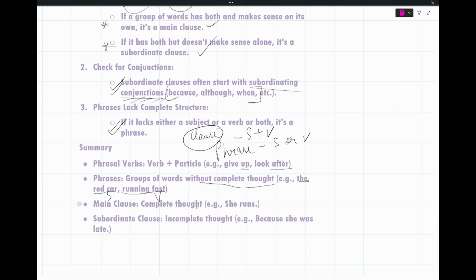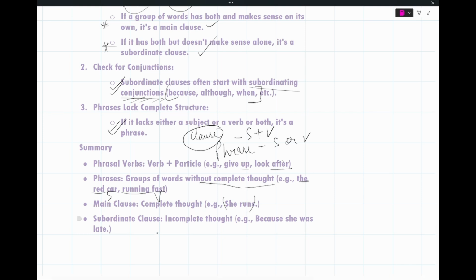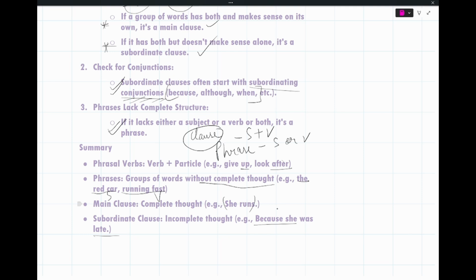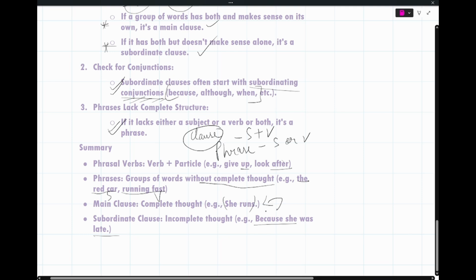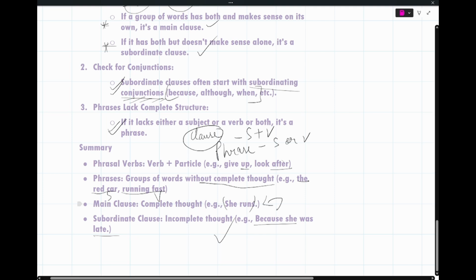Then main clause, complete thought. A main clause gives you a complete thought. Example, "she runs." This on its own is enough to give you a complete thought. Then subordinate clause, it gives an incomplete thought: "because she was late." So if you combine the sentence, "she runs because she was late." Right? So a subordinate clause gives you an incomplete thought, and it depends on the main clause for you to have the complete sentence. Then if they ask you in the question, you break down that sentence and identify the main clause and subordinate clause.